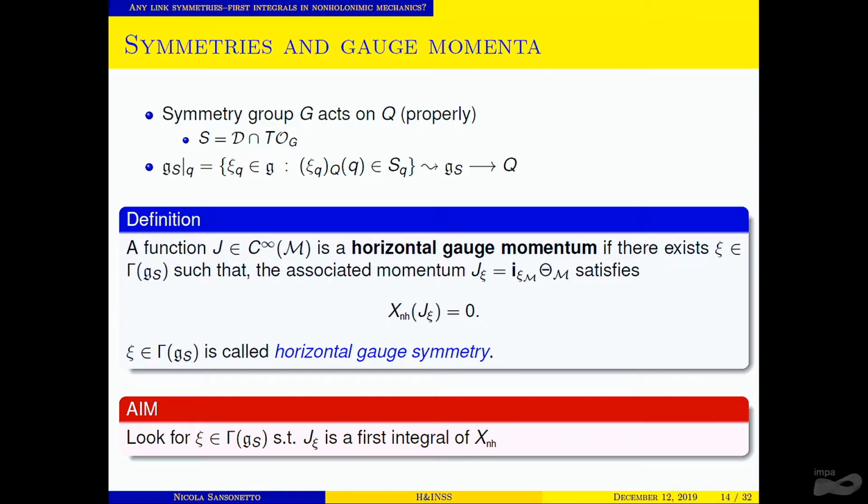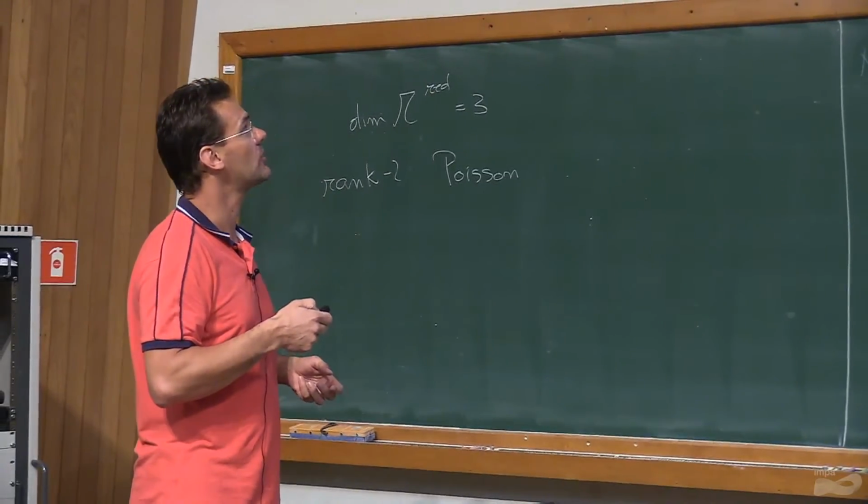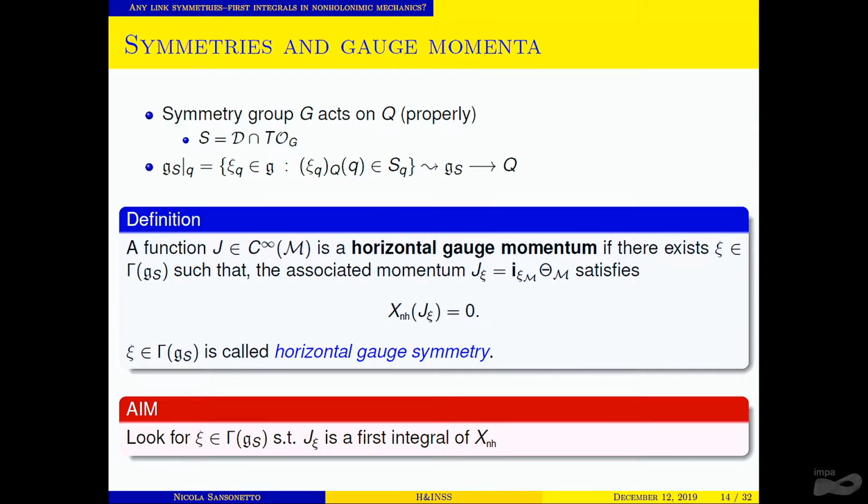So now this is the strange definition. Consider a function on M. It is called a horizontal gauge momentum if there exists an element of this bundle g^S over Q such that the associated momentum is a first integral. And in this case, we call this section a horizontal gauge symmetry. So now the game that we have here is said in more geometric terms. We are looking for sections of this bundle that are horizontal gauge symmetries, or better, we want to select this section in some way.